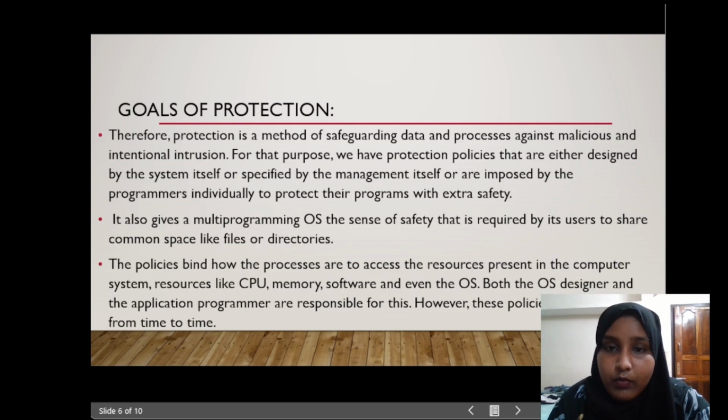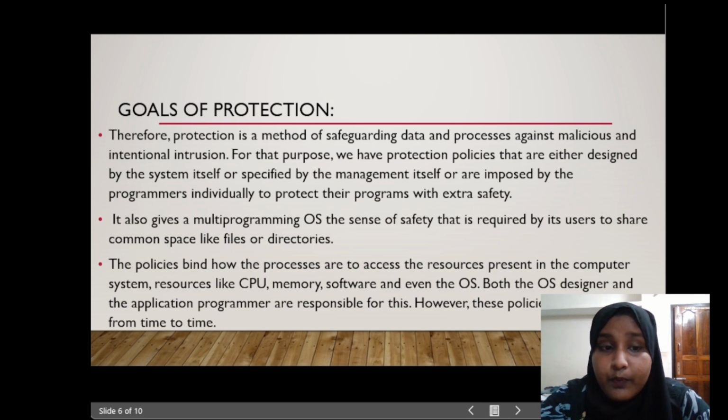The next slide is about the goals of protection. What are the goals of protection? Protection is a method of safeguarding data and processes against malicious and intentional intrusion. For that purpose, we have protection policies that are either designed by the system itself or specified by the management, and are imposed by the programmers individually to protect their programs with extra safety. It means that protection in an operating system acts like a shield to keep the data and processes safe from malicious attacks or unintentional harm.